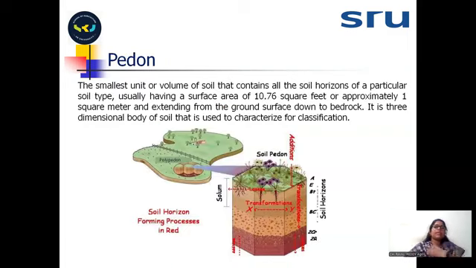Next, what is meant by a pedon. Pedon is considered the smallest volume of soil which contains all the soil horizons. It generally has a surface area of 10.76 square feet, or approximately 1 square meter. It extends from the ground surface down to bedrock. In simple terms, we can say it is miniature soil. It is a three-dimensional body. Here you are expected to fill in blanks like: the smallest unit or smallest volume of soil is known as, and you should write pedon.